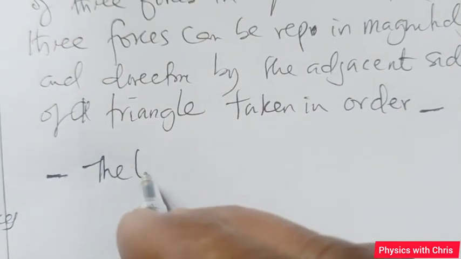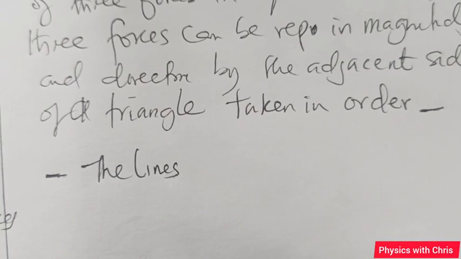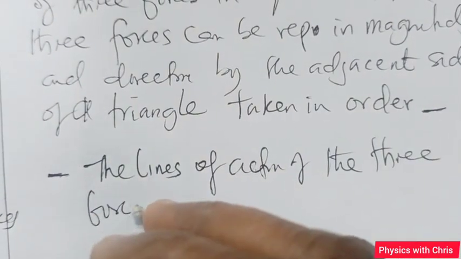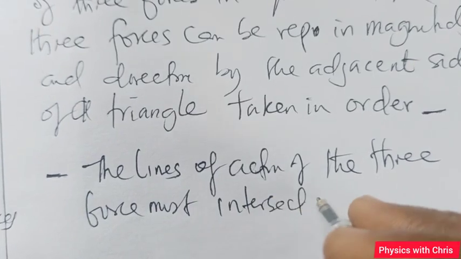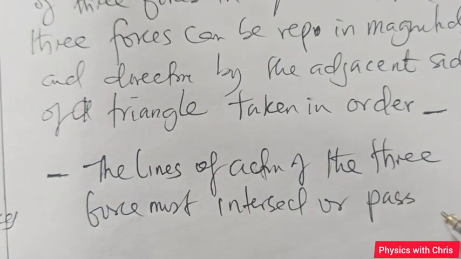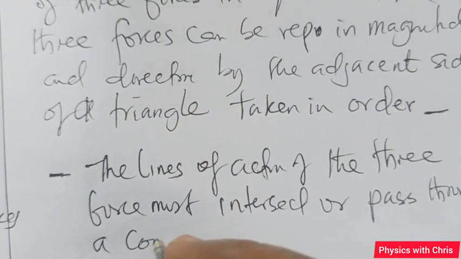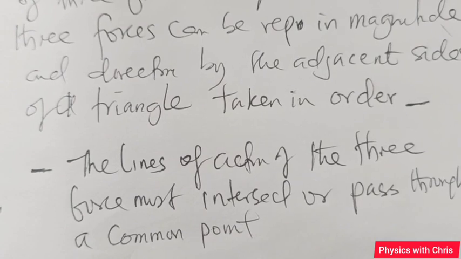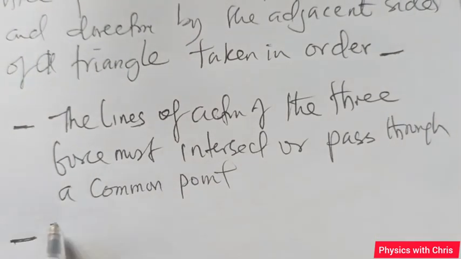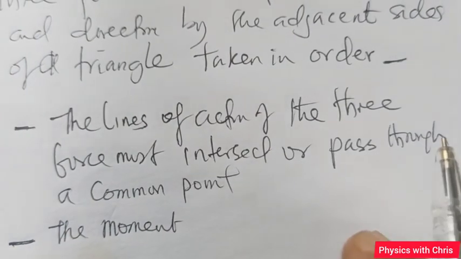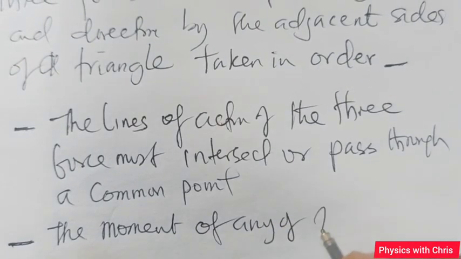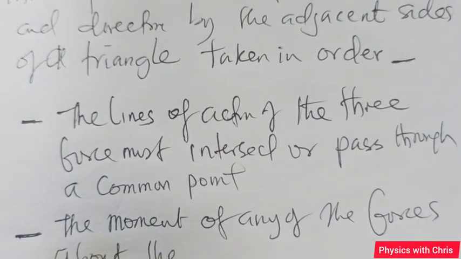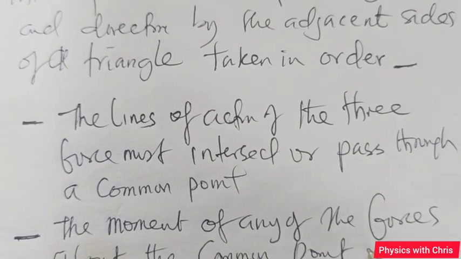Number one, the lines of action of these three forces must pass through a point, or they must intersect. The lines of action of the three forces in equilibrium must intersect, or they must pass through a point. The lines must pass through a common point, a point that is common to the three forces. If that is not the case, then that body cannot be in equilibrium under the action of three forces. Then number two, the moment of any of the three forces about that common point must be equal to what?